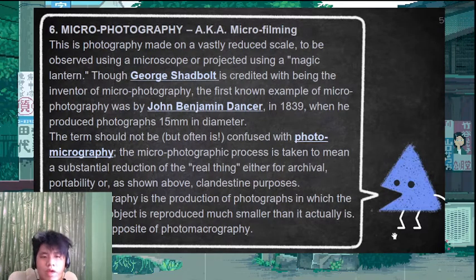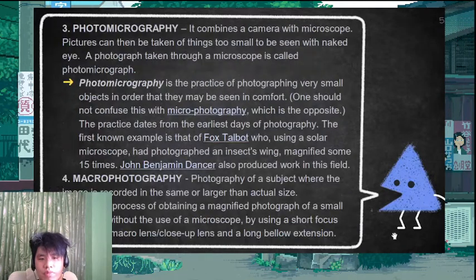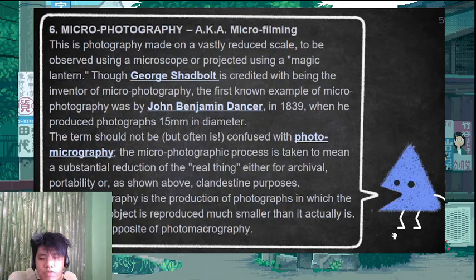So, meron din yung microphotography, which is different from photomicrography. This is photography made on a vastly reduced scale to be observed using a microscope or projected using a magic lantern. John Benjamin Dancer is credited with being the inventor of microphotography. The first known example was in 1839 when he produced photographs 15 mm in diameter. The term should not be confused with photomicrography.